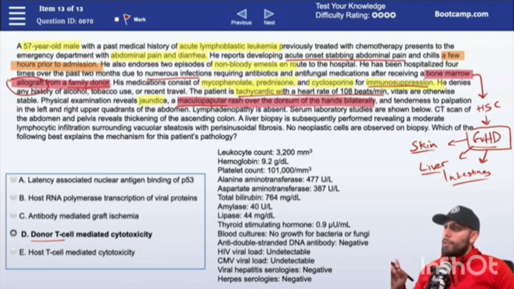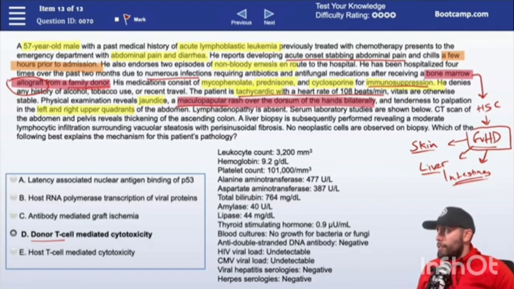So how does the skin present? Maculopapular rash. So this patient also has tenderness to palpation. Well, that could be because there might be inflammation in the intestines, right? I'd be looking for potentially hepatomegaly, which would also be very classic. This tenderness to palpation is in the left and right upper quadrants. You can also affect the spleen, right?